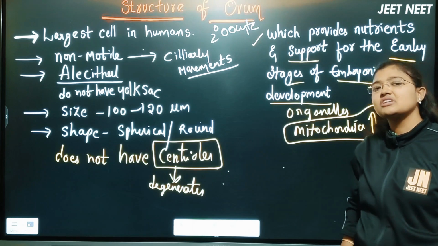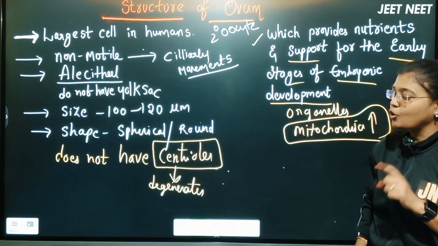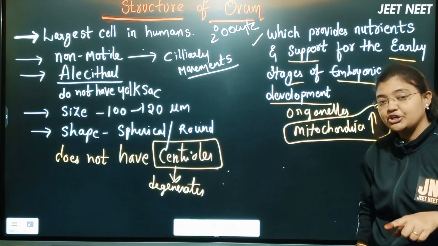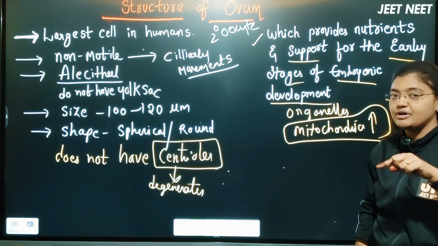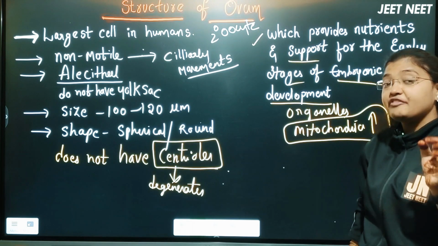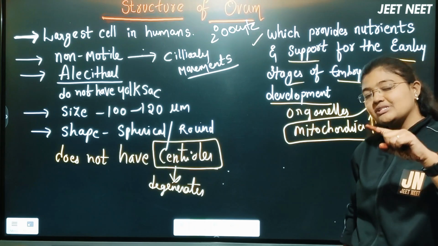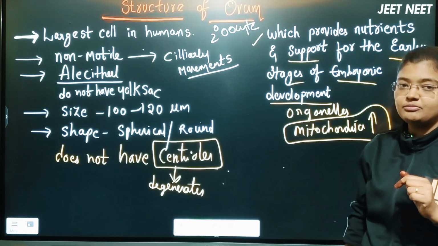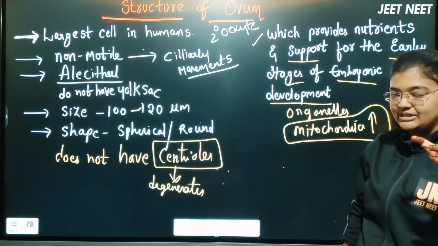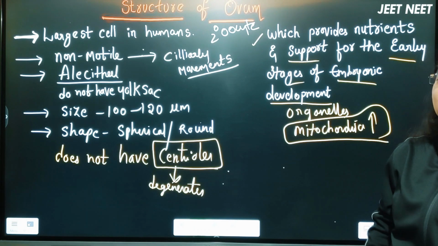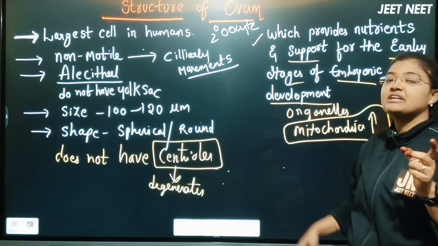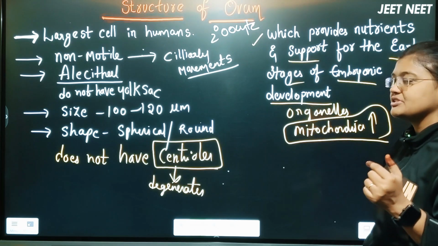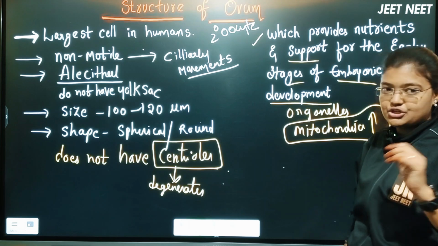Then how will cell division happen, ma'am? In the ovum, the division will happen because of the proximal centriole present in the sperm after the entry. If you want details about this point, watch the structure of the sperm video. There I told you in detail how the proximal centriole is helpful for the division of the ovum after the entry of the sperm. Clear these points here? Okay, it does not have a centriole.